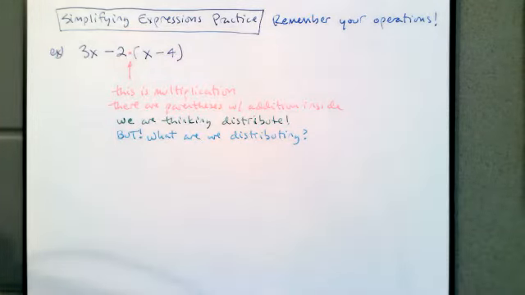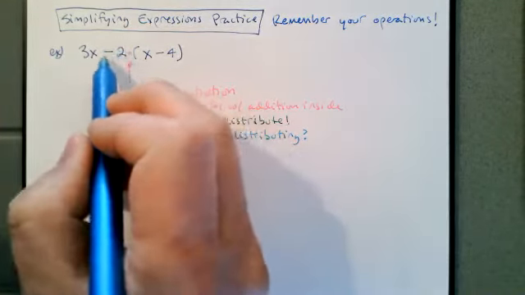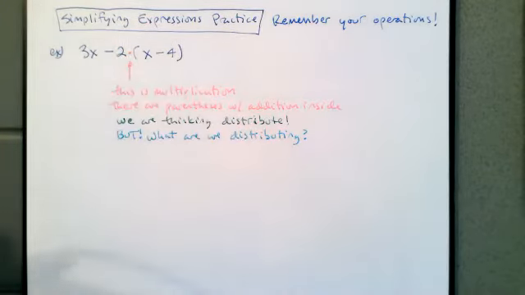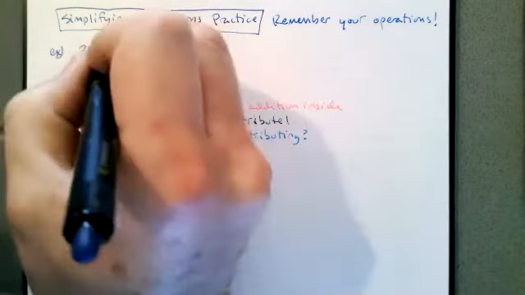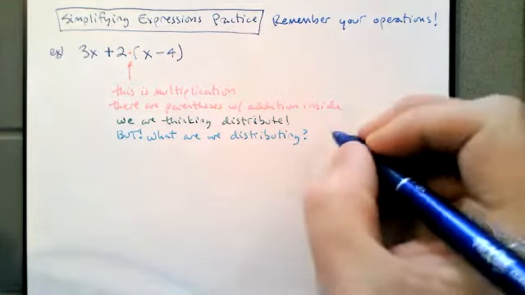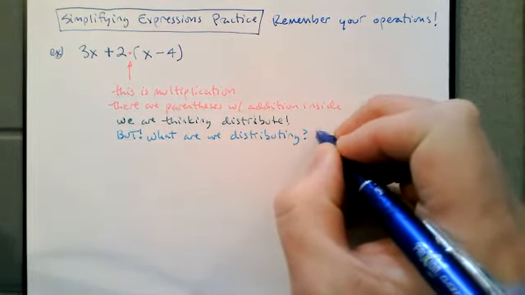In this case, what's being multiplied is just the 2. I'm going to change this to a plus, and split this into multiple examples. So what we're distributing is just the 2. We're not distributing 3x plus 2, because that's not grouped together. We're just distributing the 2.